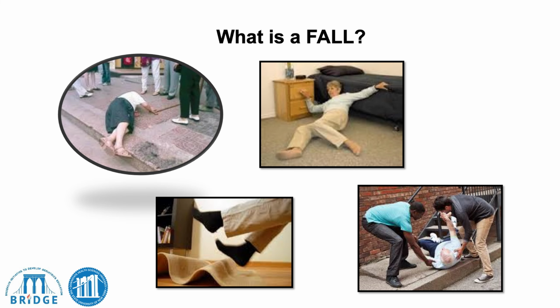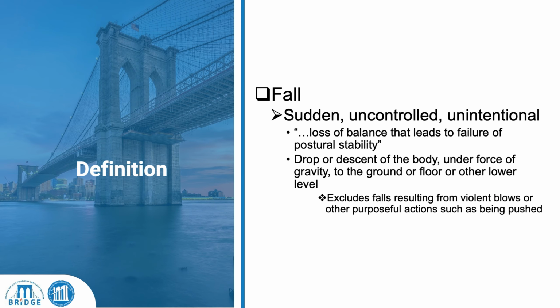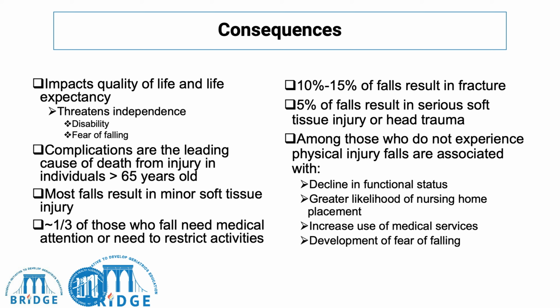So what is a fall? These are examples or images of a fall. But what is the definition of a fall? A fall is a sudden, uncontrolled, unintentional loss of balance that leads to failure of postural stability. It's also a drop or descent of the body under force of gravity to the ground or floor or other lower level.